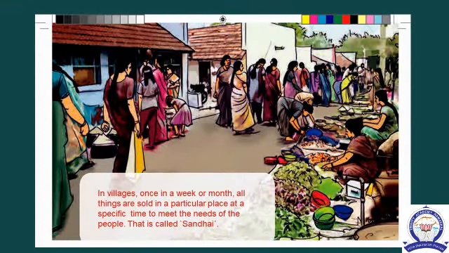In villages, once in a week or month, all things are sold in a particular place at a specific time to meet the needs of the people. That is called Sunday market instead of shops. The things which are produced in villages are brought to the Sunday market. The Sunday market is a place where buying and selling activities are carried out.